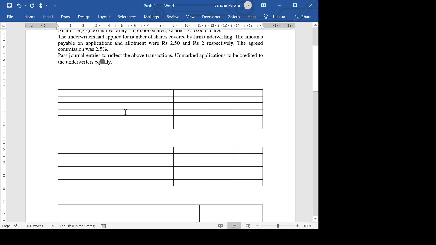So let's begin with this problem. First, we will do a small calculation. Before that, we have something else to do.